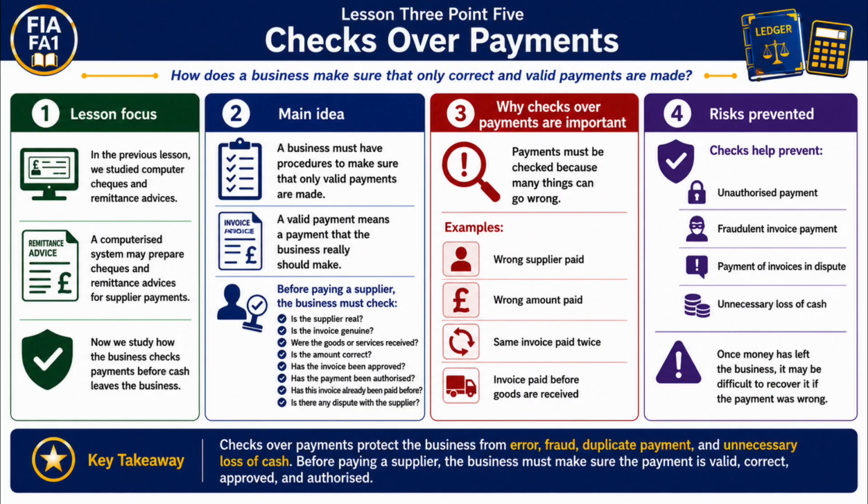Main idea of Lesson 3.5. The main idea is simple. A business must have procedures to make sure that only valid payments are made. A valid payment means a payment that the business really should make.